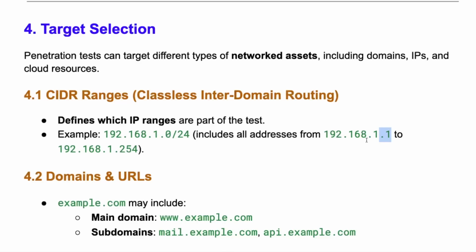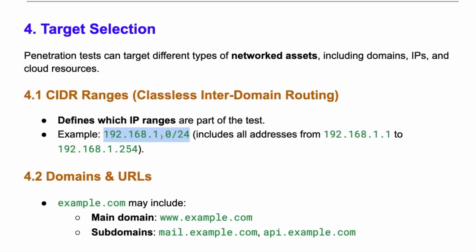So typically the gateway is also considered to be one of the IP addresses, but it can technically go from 1.0 to 1.255. Usually at least one of those addresses is reserved for the default gateway, which will be your router, and then 255 would be the broadcast address that would be used by the devices to send out data. So this would be a range, right? This is technically a range of IP addresses that you can attack inside of the penetration test.